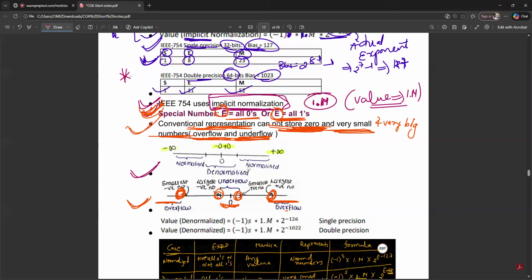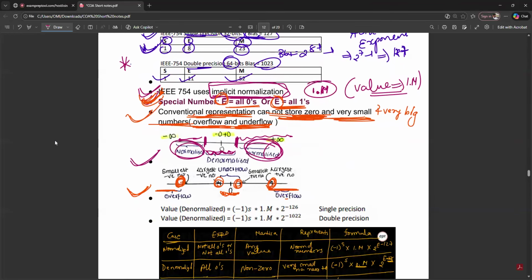Now the next point. See, the region from minus zero to plus zero is called the denormalized number. And from plus 0 to infinity is called a normalized number, and on this side from minus 0 to minus infinity is also called a normalized number. Okay, please keep these things in mind.